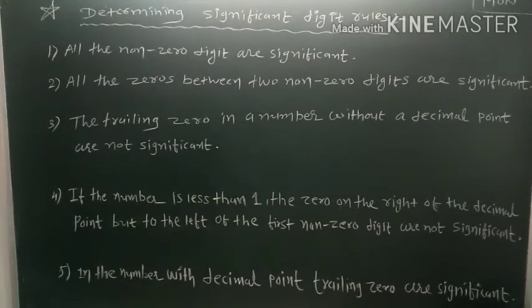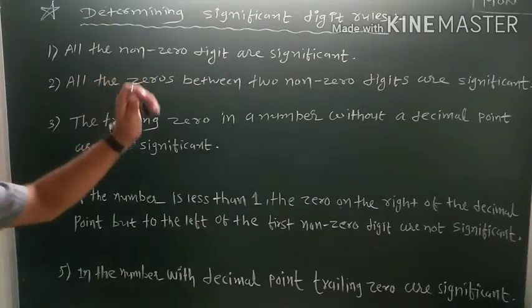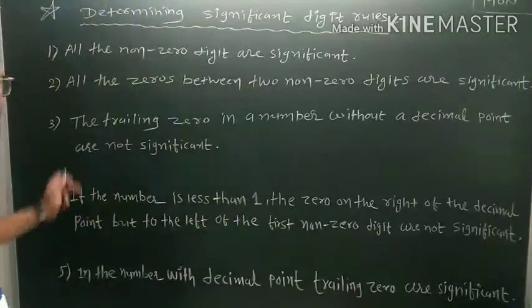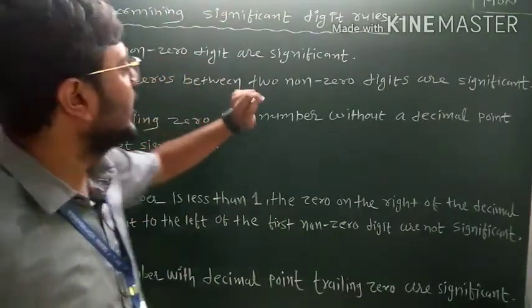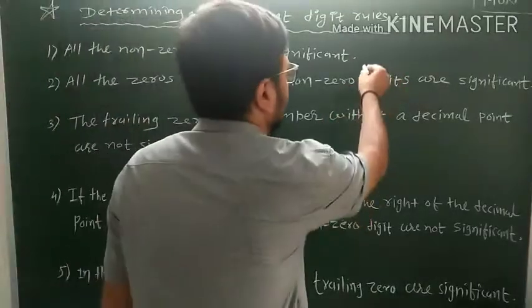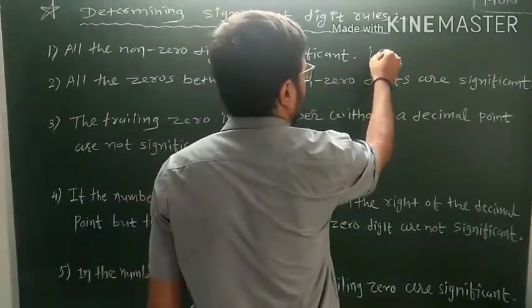Students, our next topic is determining the significant digit rules. Okay, so we will see them one by one. All the non-zero digits are significant. How? Let us see with an example.